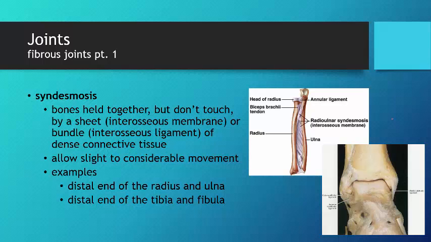With a syndesmosis, the articulating bones are held together, but they don't touch. So they're held together by either a sheet of dense fibrous connective tissue, and if it's a sheet, then it would be considered an interosseous membrane, or by a bundle of this dense fibrous connective tissue, in which case we would talk about it as an interosseous ligament. And they can allow some slight movement, and for some there can be considerable movement allowed around this. But the primary role here is to hold those bones in close proximity to each other.